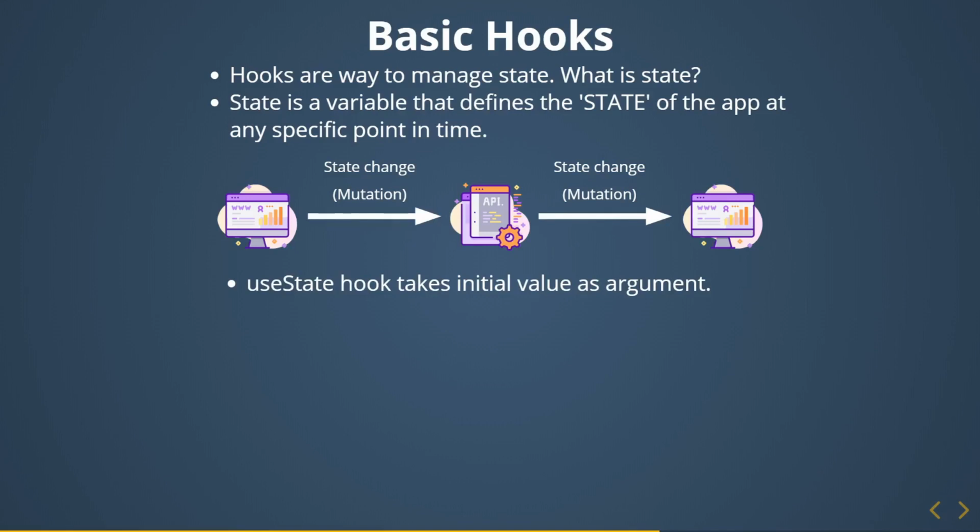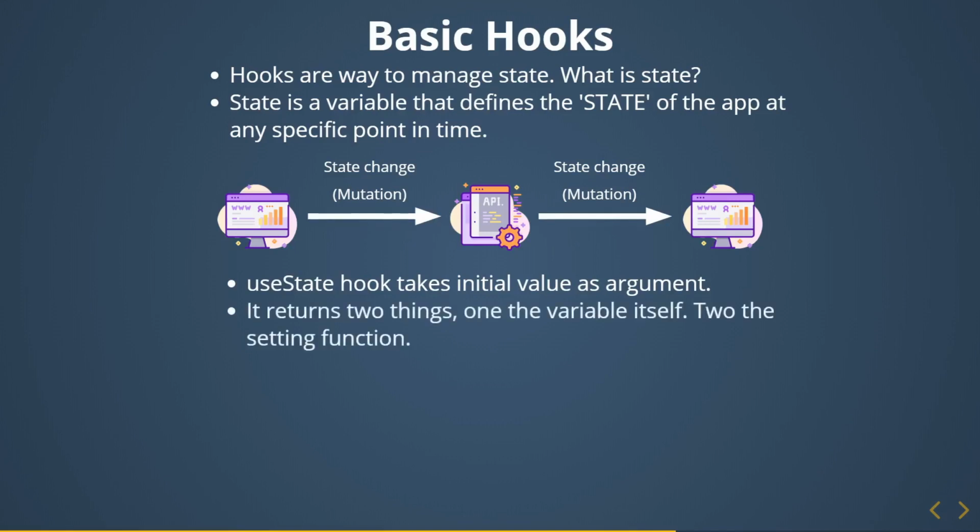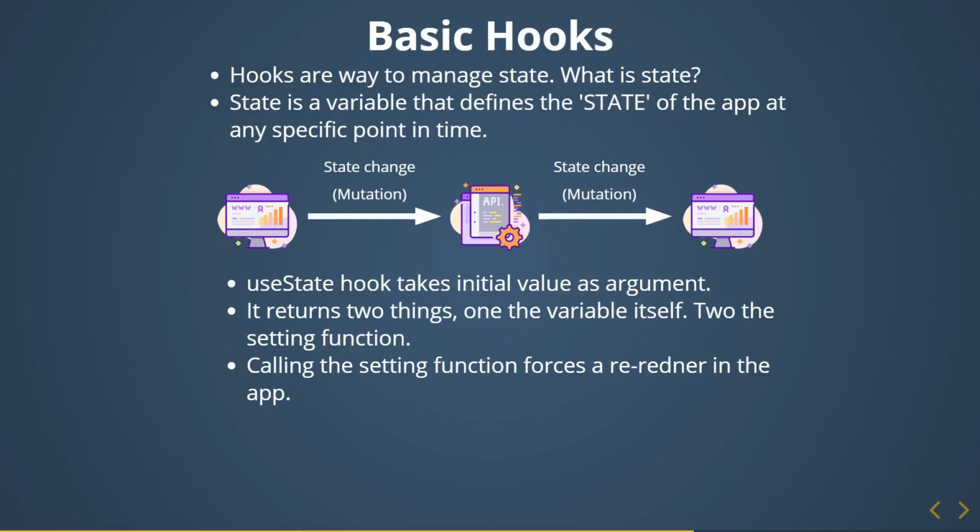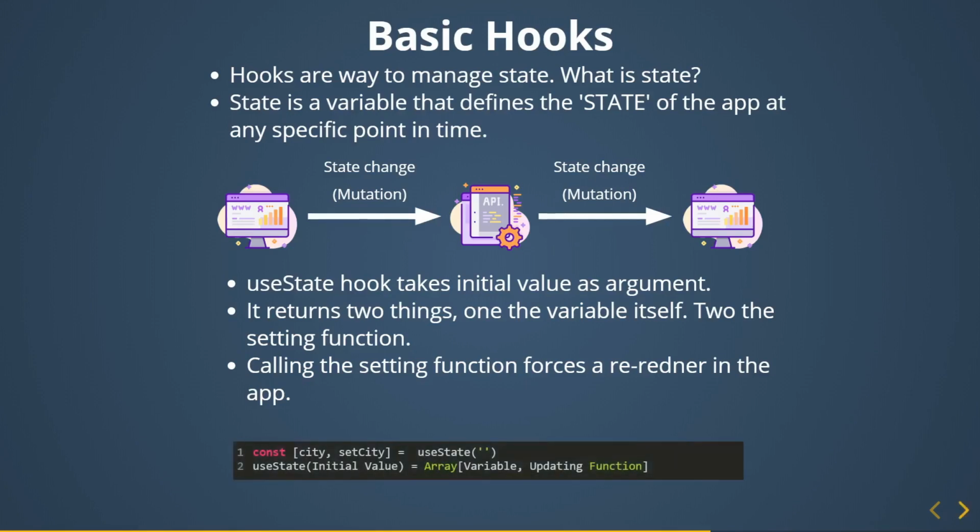Now, the useState hook will take an initial value as an argument, and it returns two things, yeah? It returns the variable itself, and the second thing is a setting function. And calling this function forces a re-render in the app. What the hell am I talking about? All right, let's take it slow.